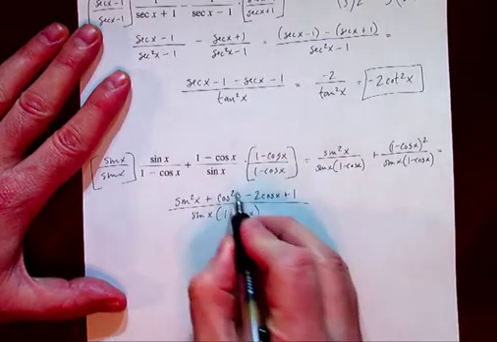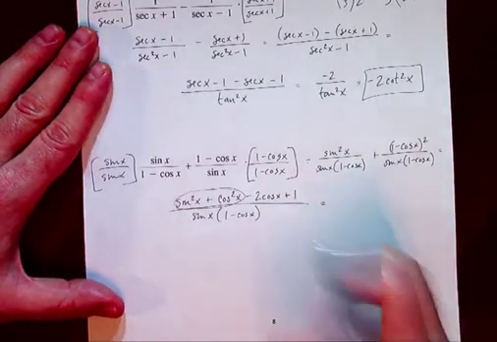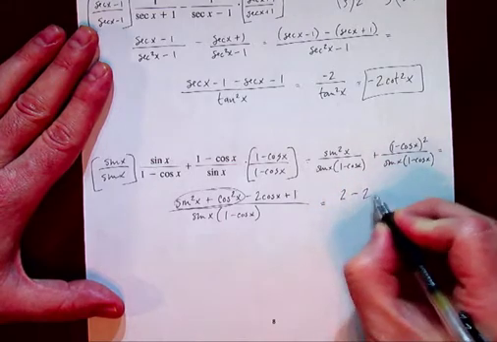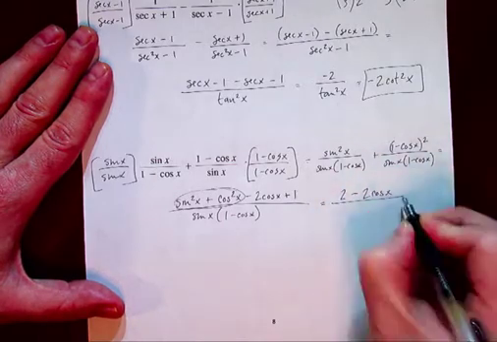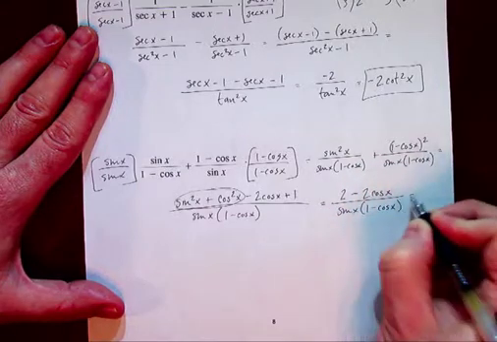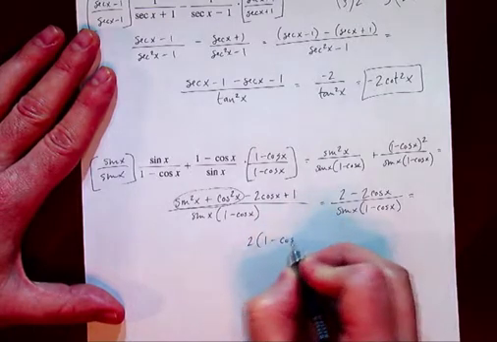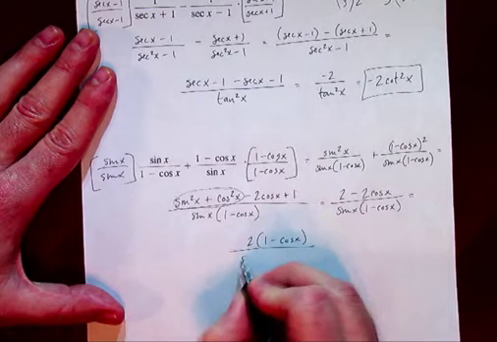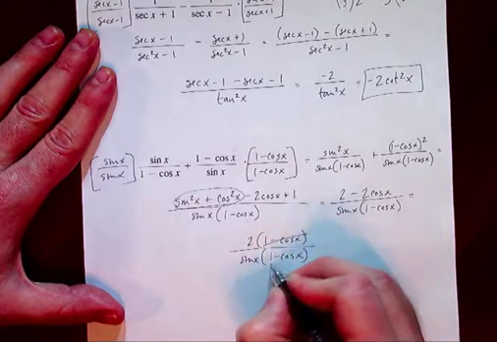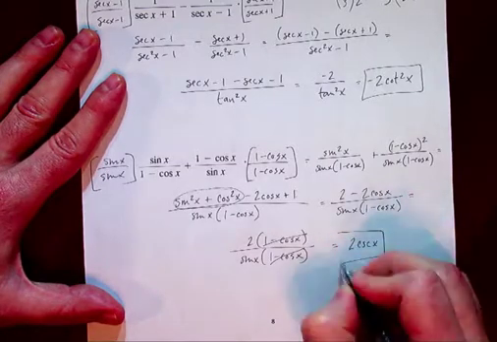Now, this right here ought to look really, really familiar. And if I go ahead and join it with that 2 right there, I get 2 minus 2 cosine x over sine x, 1 minus cosine x. Oh my gosh, will you look at that numerator? They both have a 2 in there. Isn't that just neat? Boom, boom. And this winds up becoming 2 cosecant x.